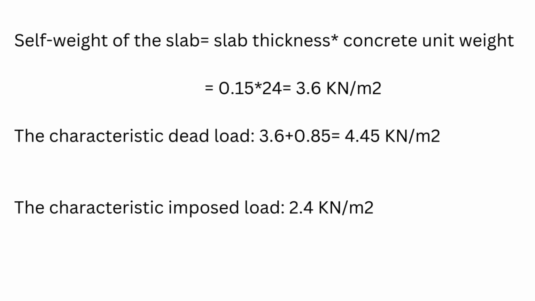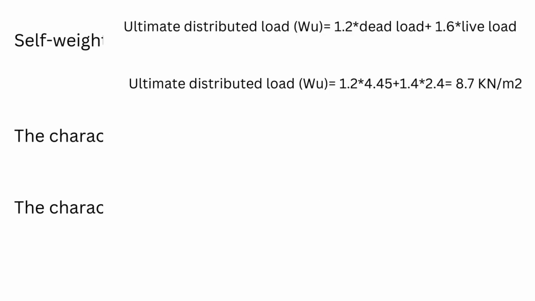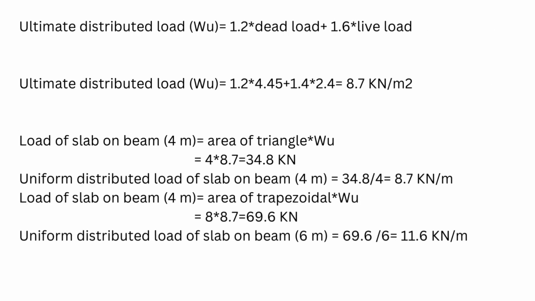The characteristic dead load, 3.6 plus 0.85 equals 4.45 kN per square meter. The characteristic imposed load, 2.4 kN per square meter. One can distribute service load, unfactored load, to the beam or ultimate distributed load to the slab, use factored load for both dead load and live load of the slab according to the specifications of ACI 318-19.